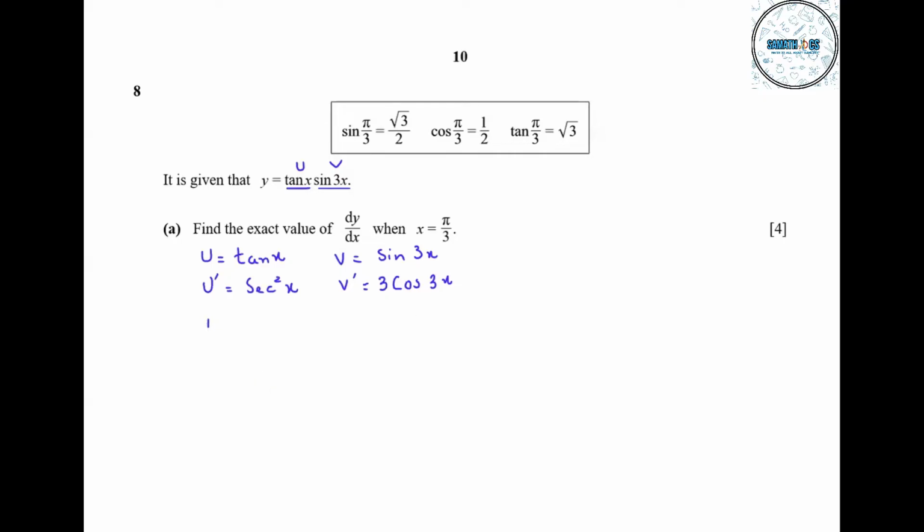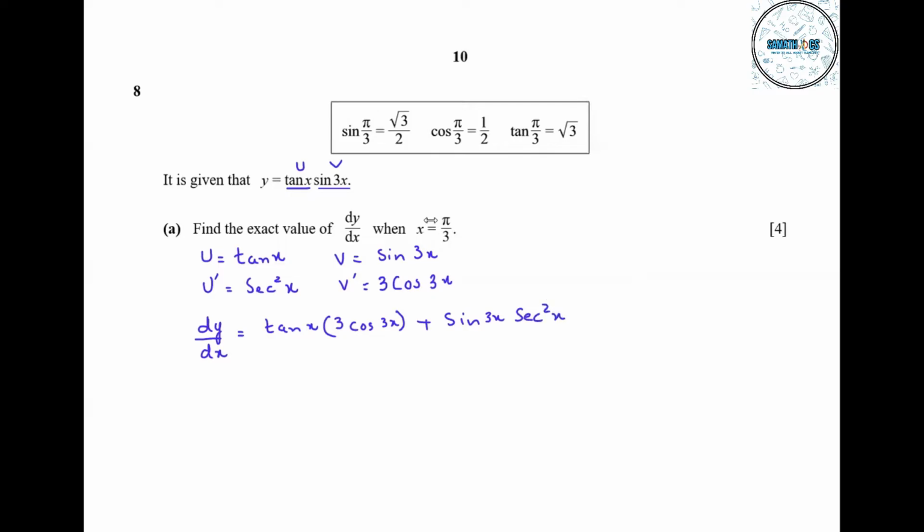dy upon dx is equal to u v dash, tan x into 3 cos 3x, plus v into u dash, sine 3x multiplied by sec square x.